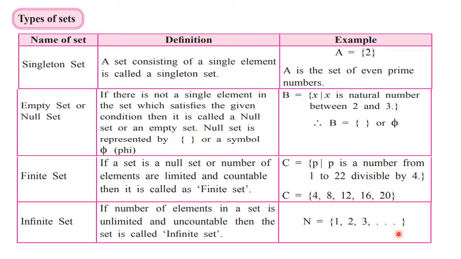So such sets are called as what? Infinite sets. For example, set of natural numbers. So 1, 2, 3, 4 and so on. You know that there are innumerable natural numbers and we cannot count them. So such set is called as what? Infinite set. Okay. So I hope you must have understood all 4 types of sets.